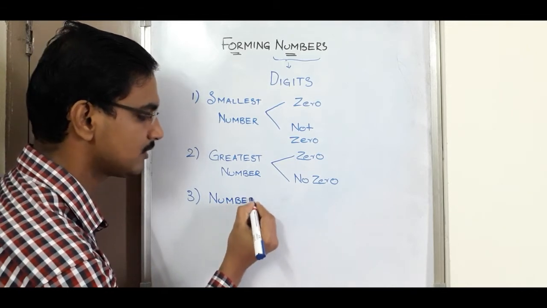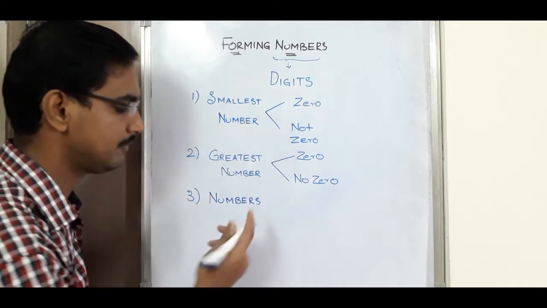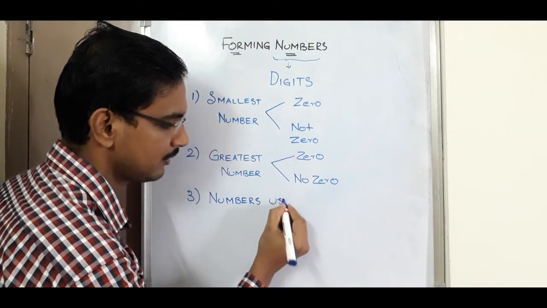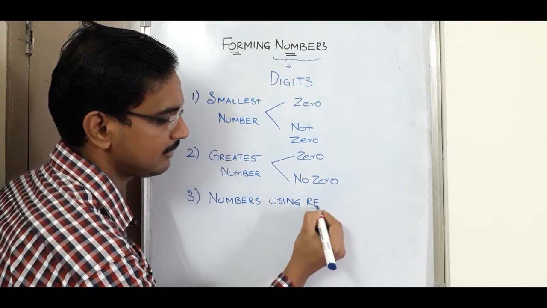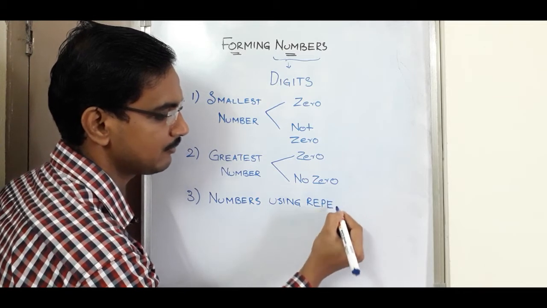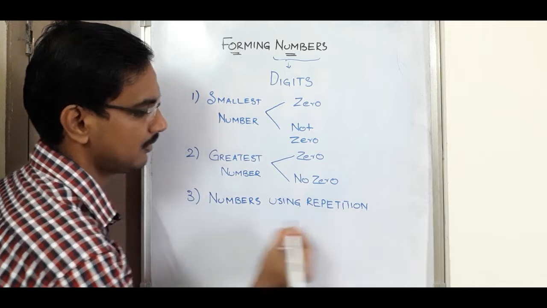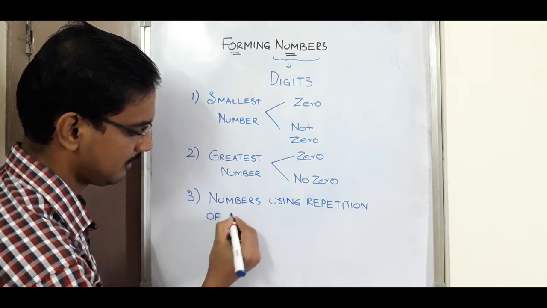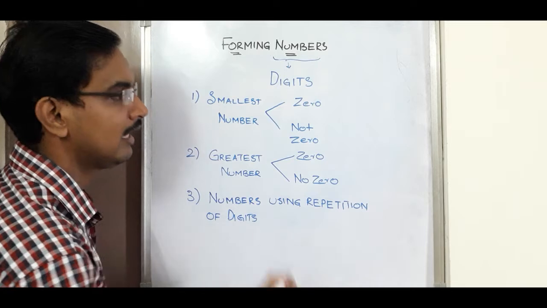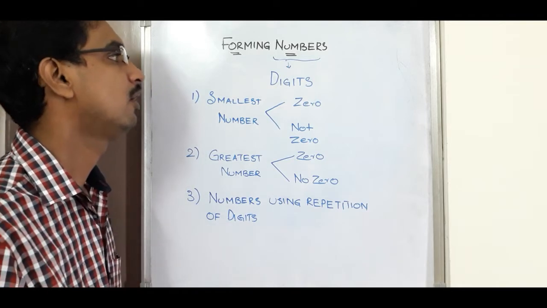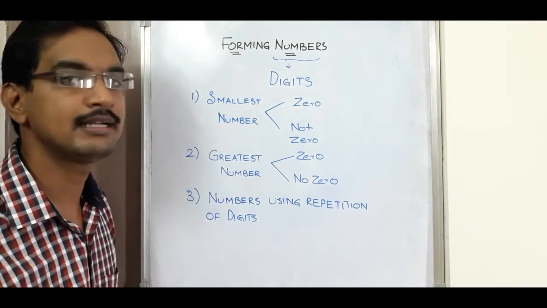I will explain each of these concepts individually. First I am just giving you a brief idea of the concept. Numbers using repetition of digits. That means we will have a chance to repeat the digits given. Okay, so let us start each individual concept and how to write the numbers accordingly.